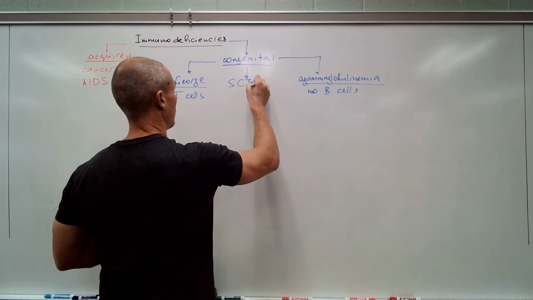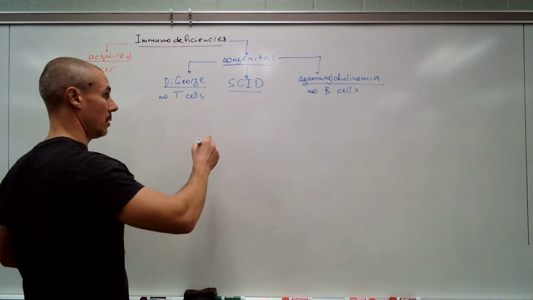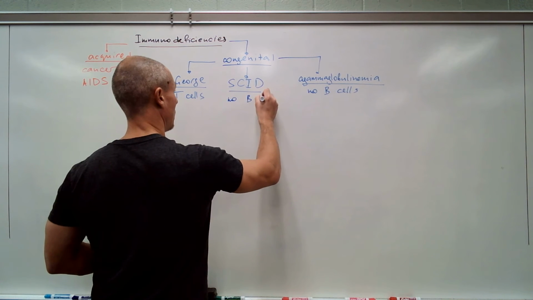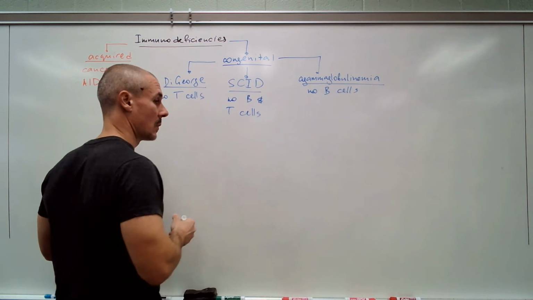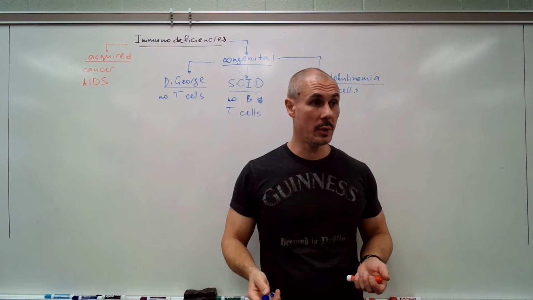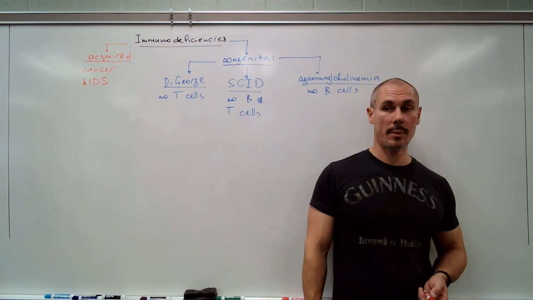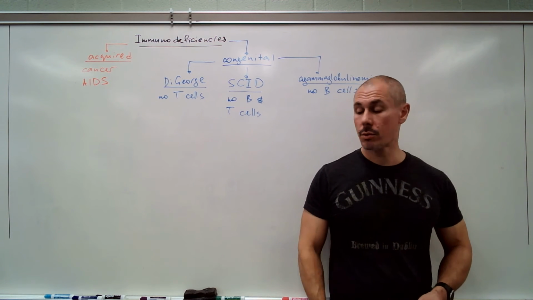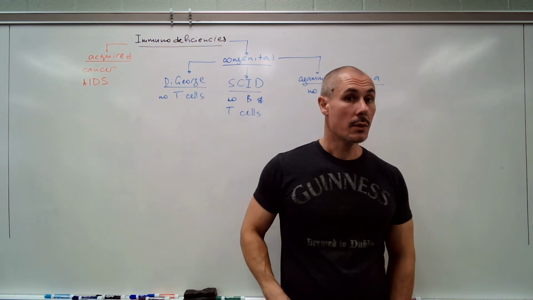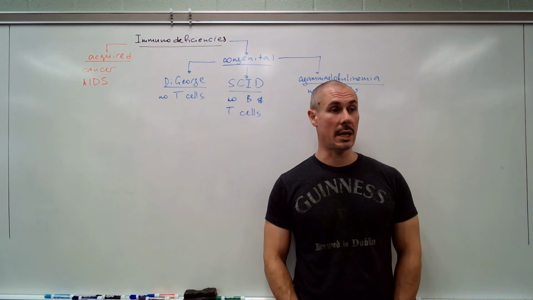SCID, or severe combined immunodeficiency. No B and T cells. Have you heard about the boy in the bubble? Those people have no adaptive responses. Does that make sense? So they literally have to live in pretty much sterile conditions. And I think for the first boy in the bubble, NASA made kind of a spacesuit so he could walk out. It's pretty sad.